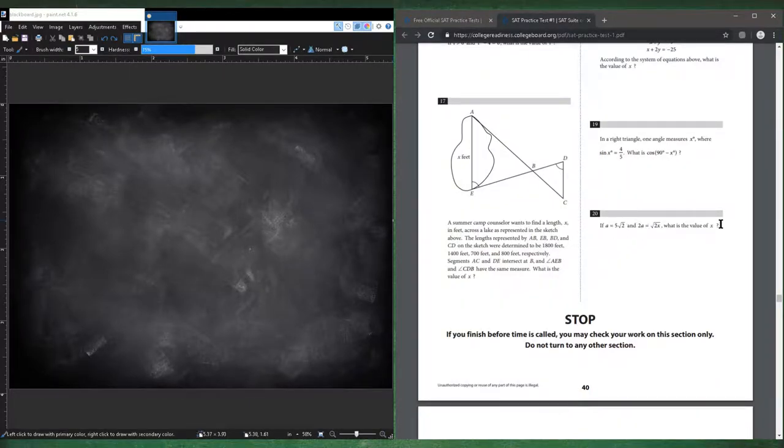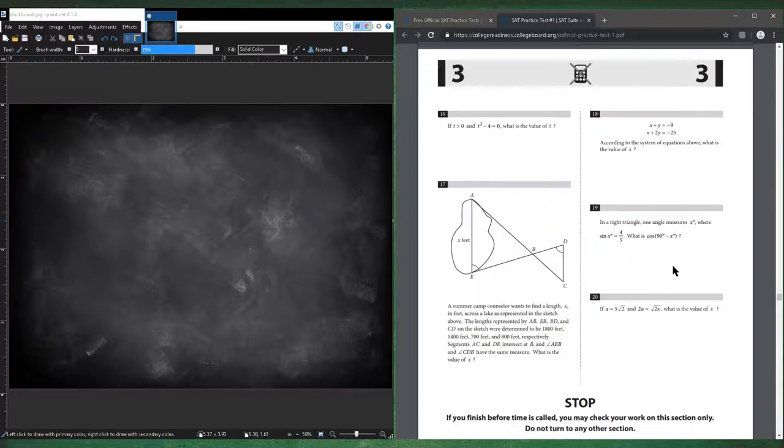And the last question is just a radical question. So you just learn how to combine. It's the same case with exponentials. Just learn your rules and you'll be able to solve it. Should be less than a minute or so.